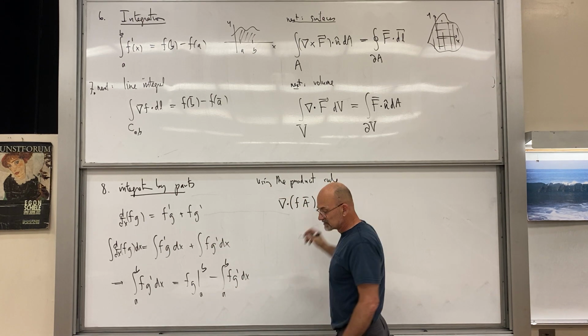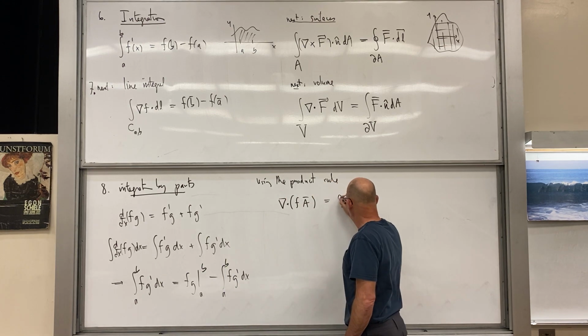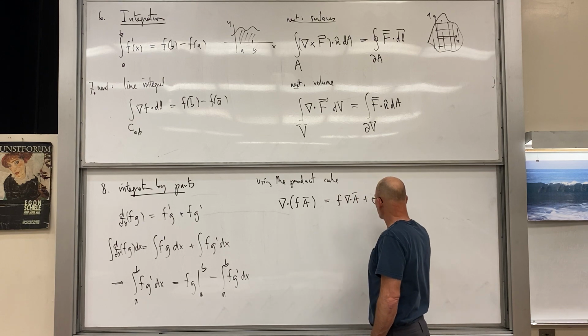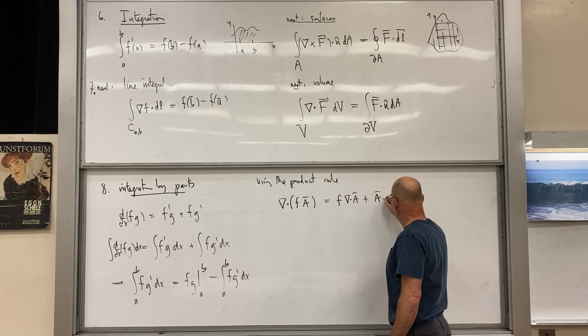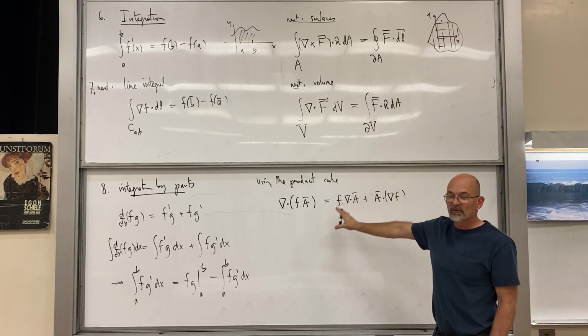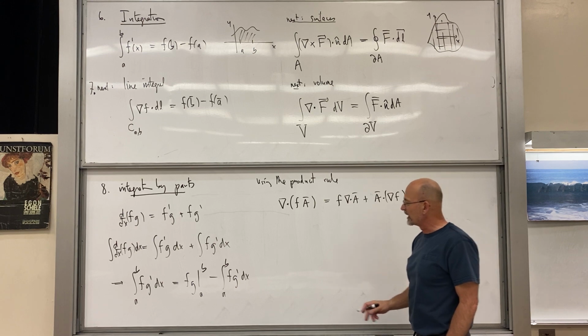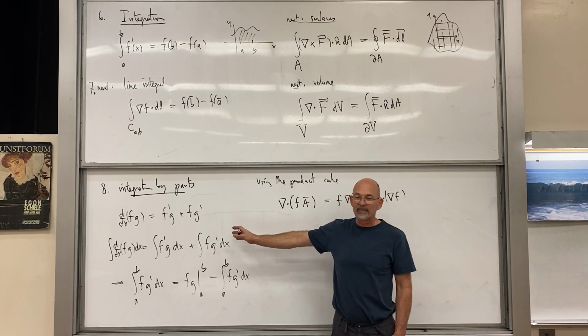So that should be plus, yeah. f divergence a plus a dot gradient of f. Okay. So that's a product rule, and we're just going to integrate both sides over volume and see what happens. What's going to happen is exactly what happened here.